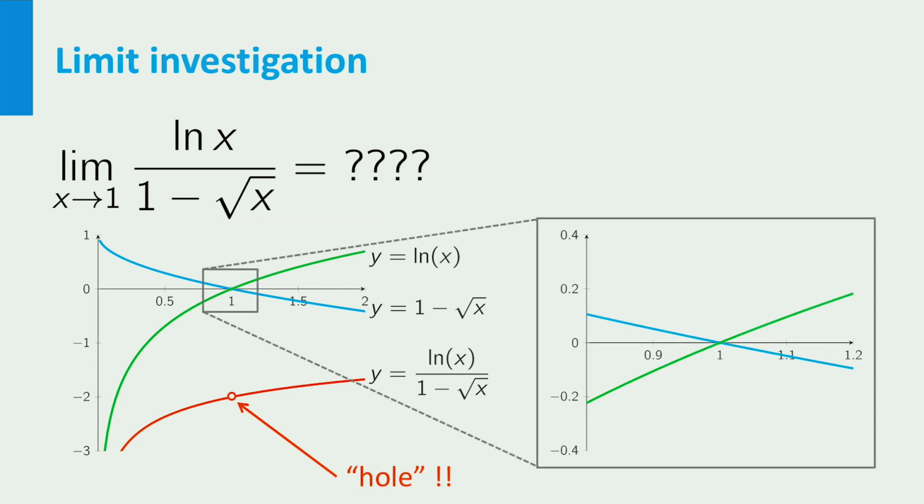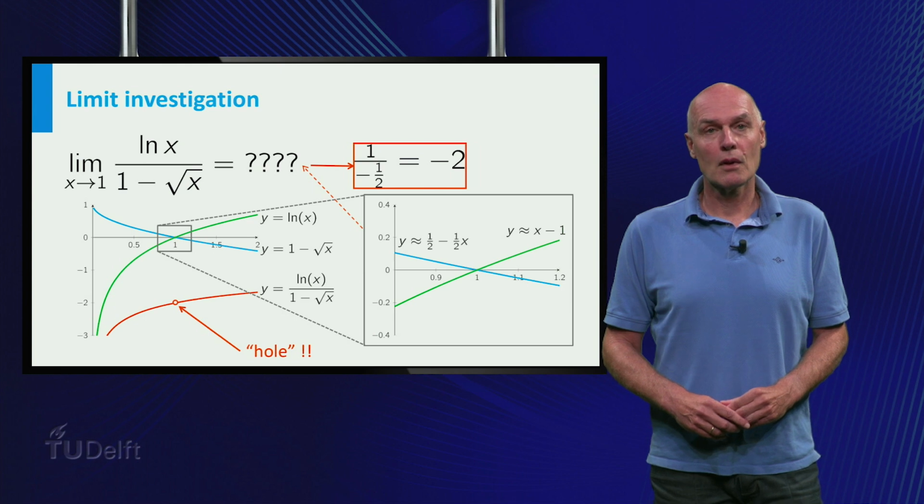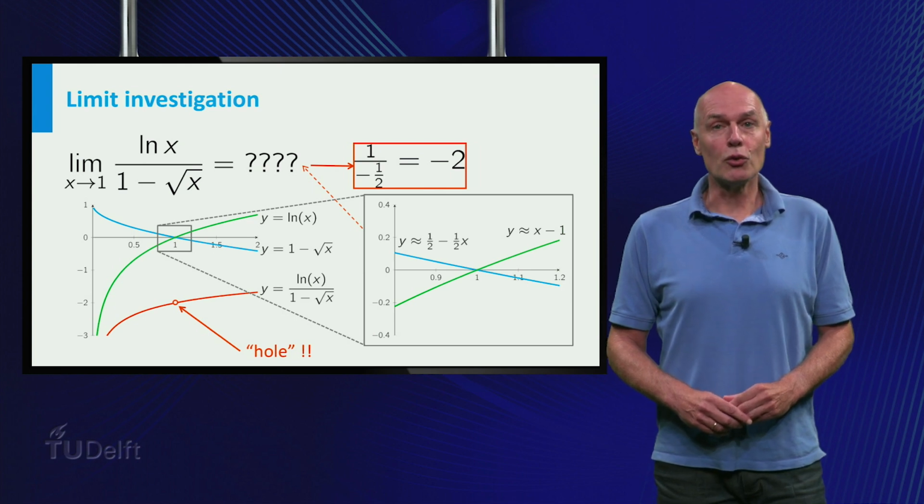Having a closer look at the area near x is 1, observe that the green and blue curves are almost straight lines. In other words, we can say that the functions are well represented by their linear approximations at x is 1. Note that the numerator has slope 1 and that the denominator has slope minus 1/2. We can conclude that near x is 1, the ratio between log of x and 1 minus square root of x is close to 1 divided by minus 1/2. This is indeed equal to minus 2.